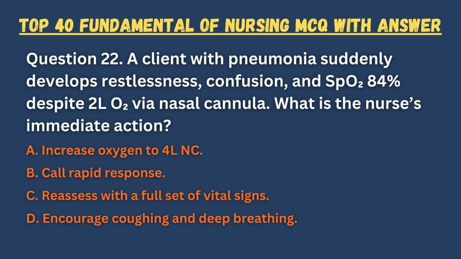Question 22. A client with pneumonia suddenly develops restlessness, confusion, and SpO2 84% despite 2 L O2 via nasal cannula. What is the nurse's immediate action? A. Increase oxygen to 4 L NC. B. Call rapid response. C. Reassess with a full set of vital signs. D. Encourage coughing and deep breathing.